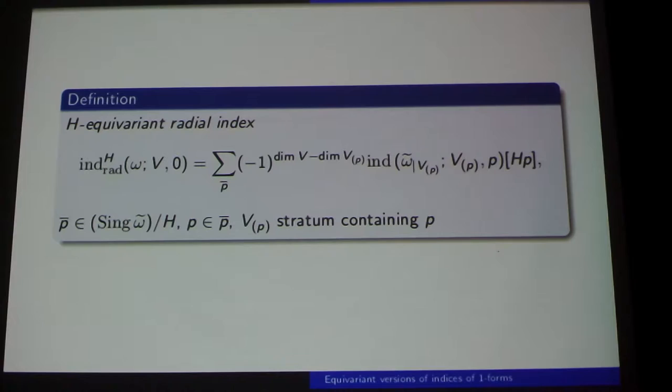So this sign corresponds to the fact that we are considering a complex one-form. And usually the index is defined for real one-forms. And there's a difference in the sign because there's a difference in the orientation of the complex dual space of Cn and the complexification of the real dual space. And this different orientation is a result of the sign.